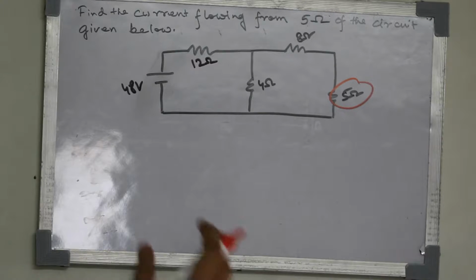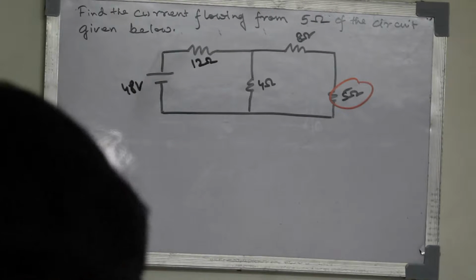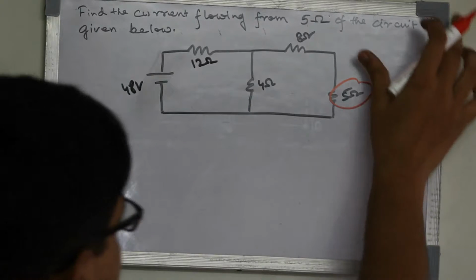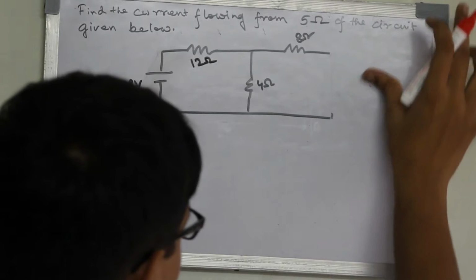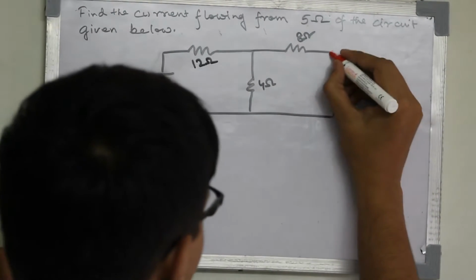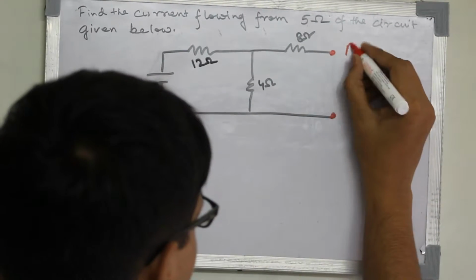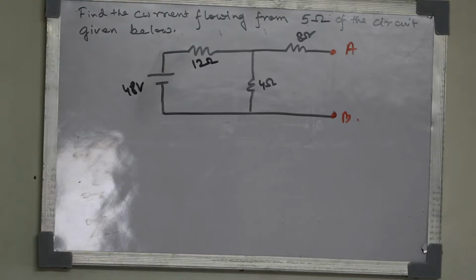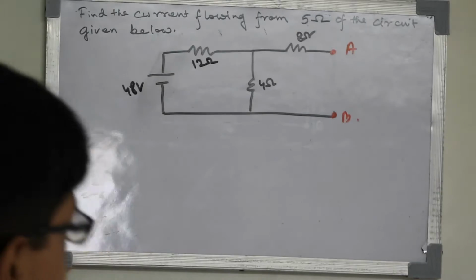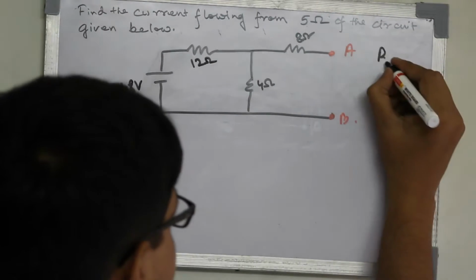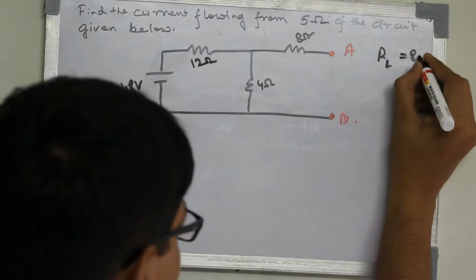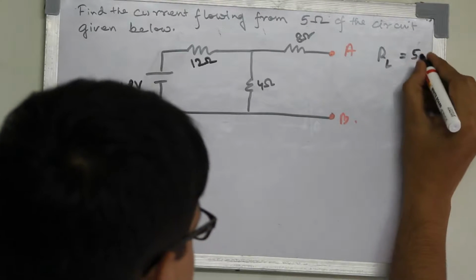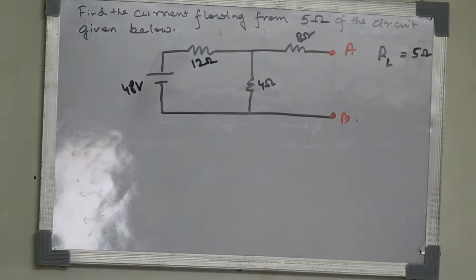The load resistance is the resistance which is given in our question. So this is our load resistance, and firstly we will remove this. Now this will be an open circuit. This is our step number 1, and we will write that our load resistance RL is equal to 5 ohm. We'll write this here.